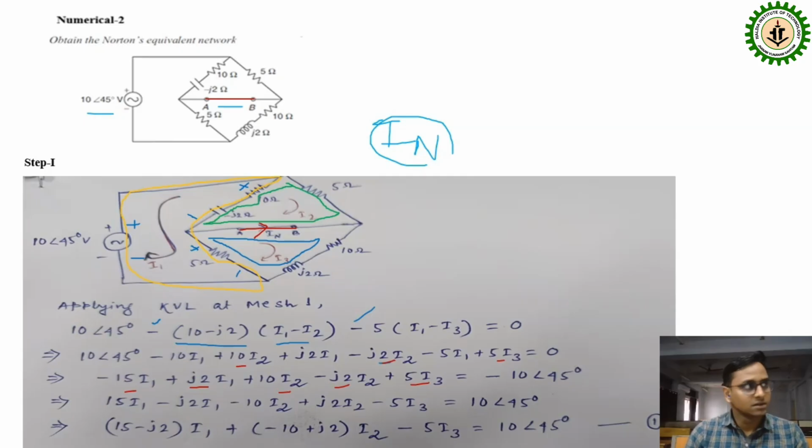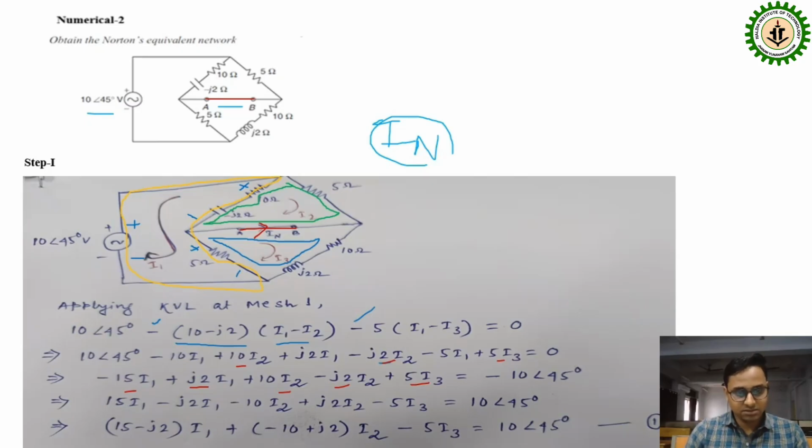Again, I am taking minus common from here. I am getting 15 I1 minus J2 I1 minus 10 I2 plus J2 I2 minus 5 I3 is equal to 10 at an angle 45 degrees. So here I am just combining the I1 part to 15 I1.